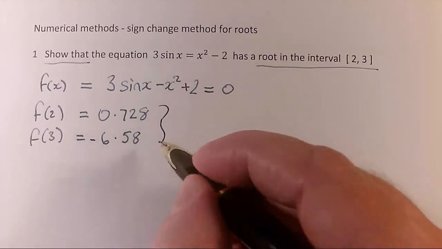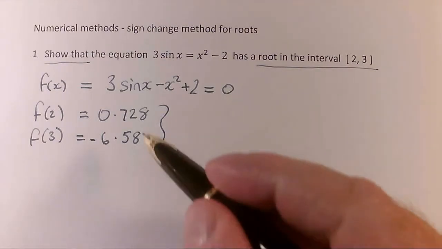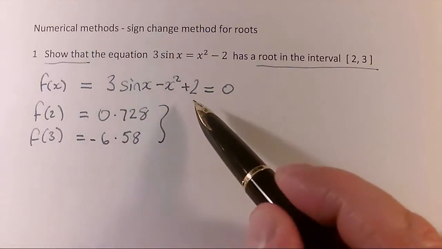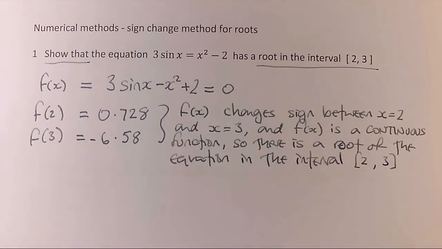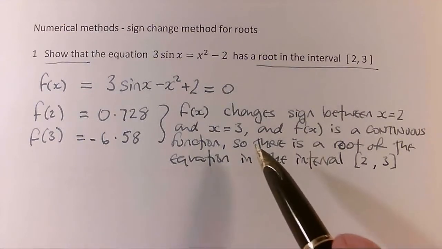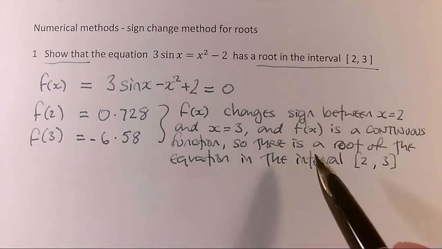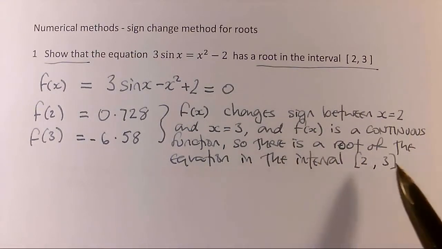None of these functions that I'm adding together have any breaks in them. So therefore, we've got to make the standard statement, which has got to refer to the fact we've had a sign change, it's got to refer to the fact that we've got a continuous function, and it's got to clearly lead to the conclusion. So this is what we say: f of x changes sign between, we state the x values that it changes sign between, we make the point f of x is a continuous function, and then we reach a conclusion: there is a root of the equation in the interval 2 to 3.